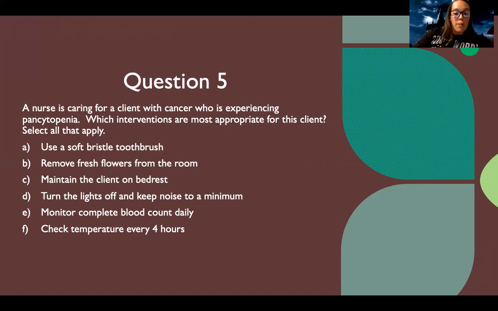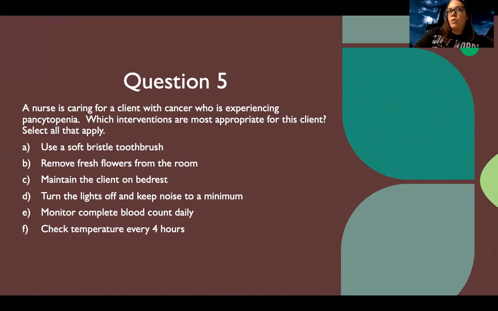Remove fresh flowers from the room. This sounds like something related to infection. Anytime you see the word fresh, think, I want to keep the fresh away to keep the infection away. So fresh flowers and fresh fruit, I do not want in the room. So B is also correct. That's something that I want to keep out of their room, because fresh flowers can be a place where bacteria can grow.